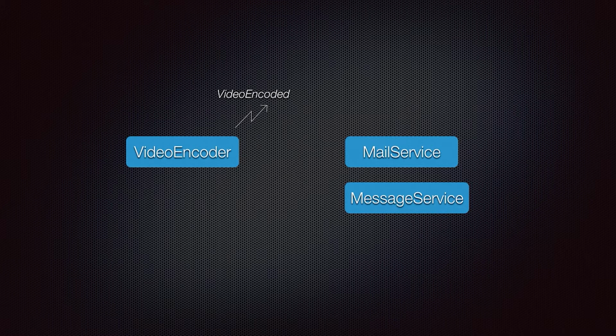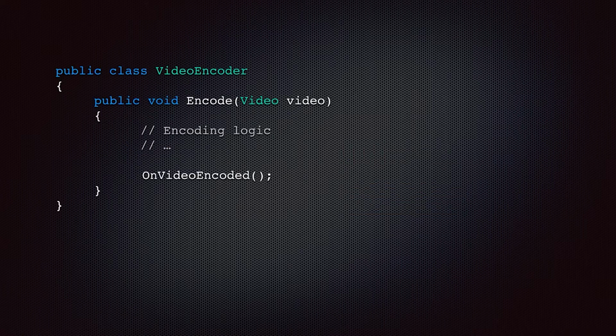Now let's take a look at what the code would look like if we want to implement this eventing mechanism between these classes. So here is our video encoder class again. We have the encode method as before with the encoding logic. At the end, instead of directly making a call to the mail service, which we had before, we simply call a method called OnVideoEncoded. Don't worry about that method, I will cover it shortly, but the purpose of this method is to simply notify the subscribers. Video encoder knows absolutely nothing about the mail service or the message service. They can come later, and we can add more subscribers without changing anything in this code.